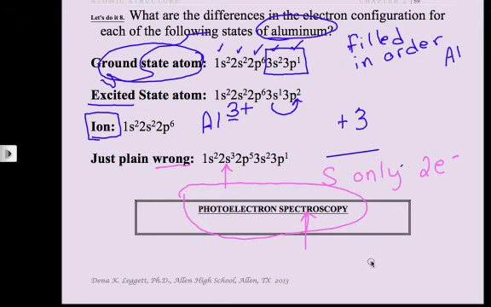We're talking about models, and often with models, we follow some trends and make some simplifications. But photoelectron spectroscopy is going to show us not only that most of our electron configurations from the periodic table are correct, but it also helps us understand ion formation.